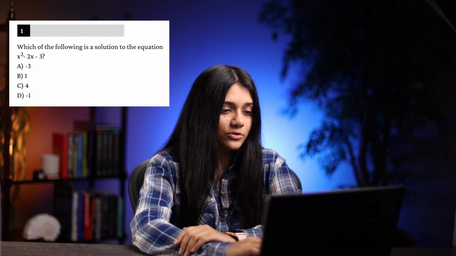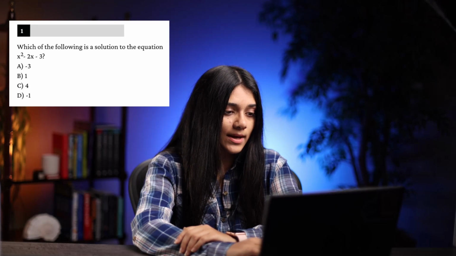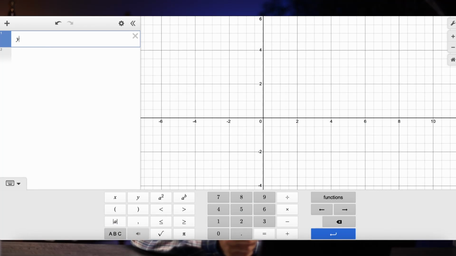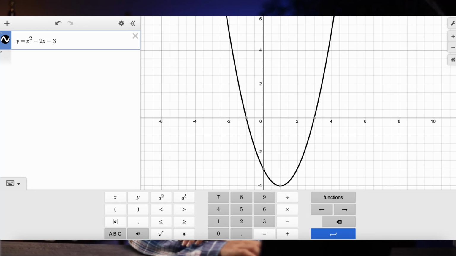So let's take a look at this problem right here. It says, which of the following is a solution to the equation x squared minus 2x minus 3? We know that the solutions to a quadratic are where the parabola crosses the x-axis. So all we're going to do is input the equation into Desmos. We're just going to type out x squared minus 2x minus 3.